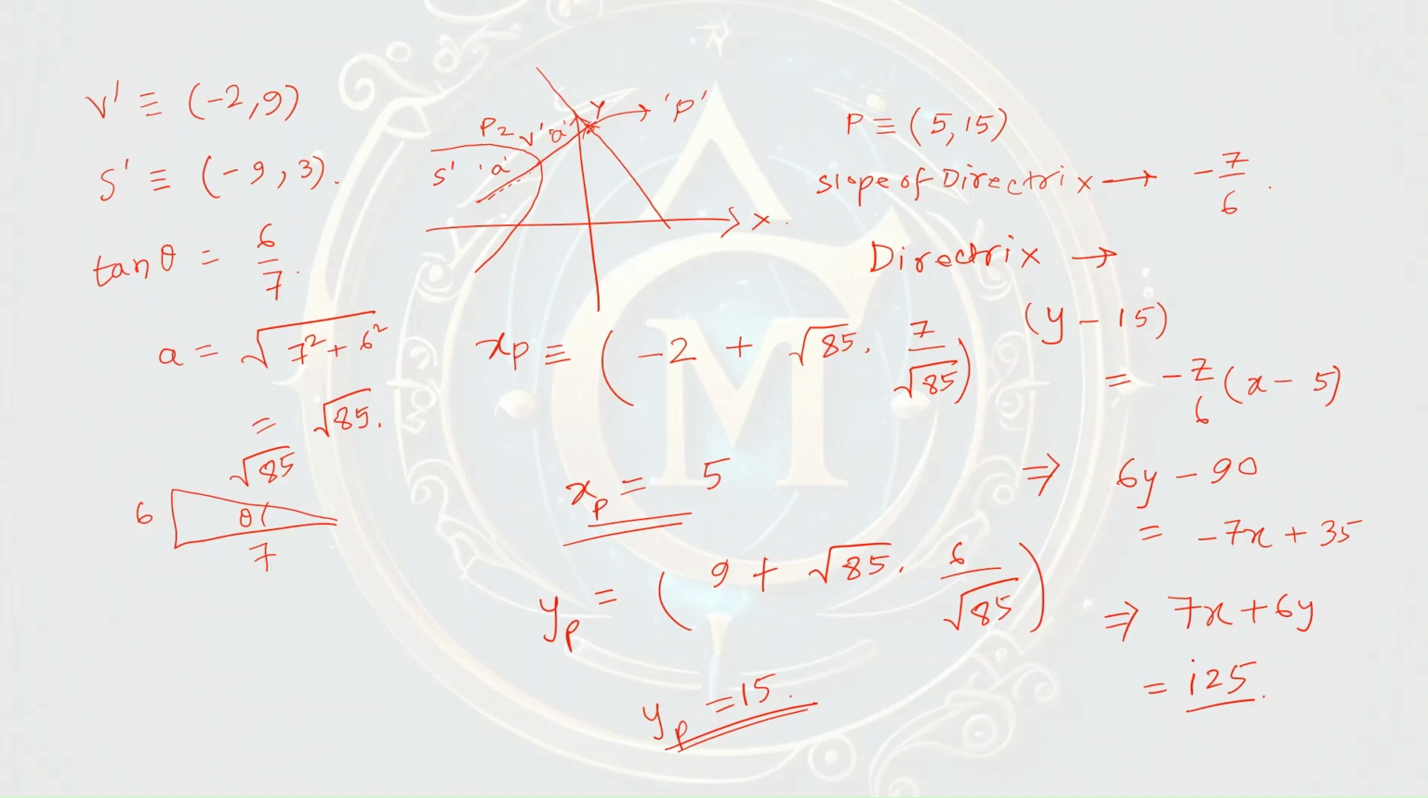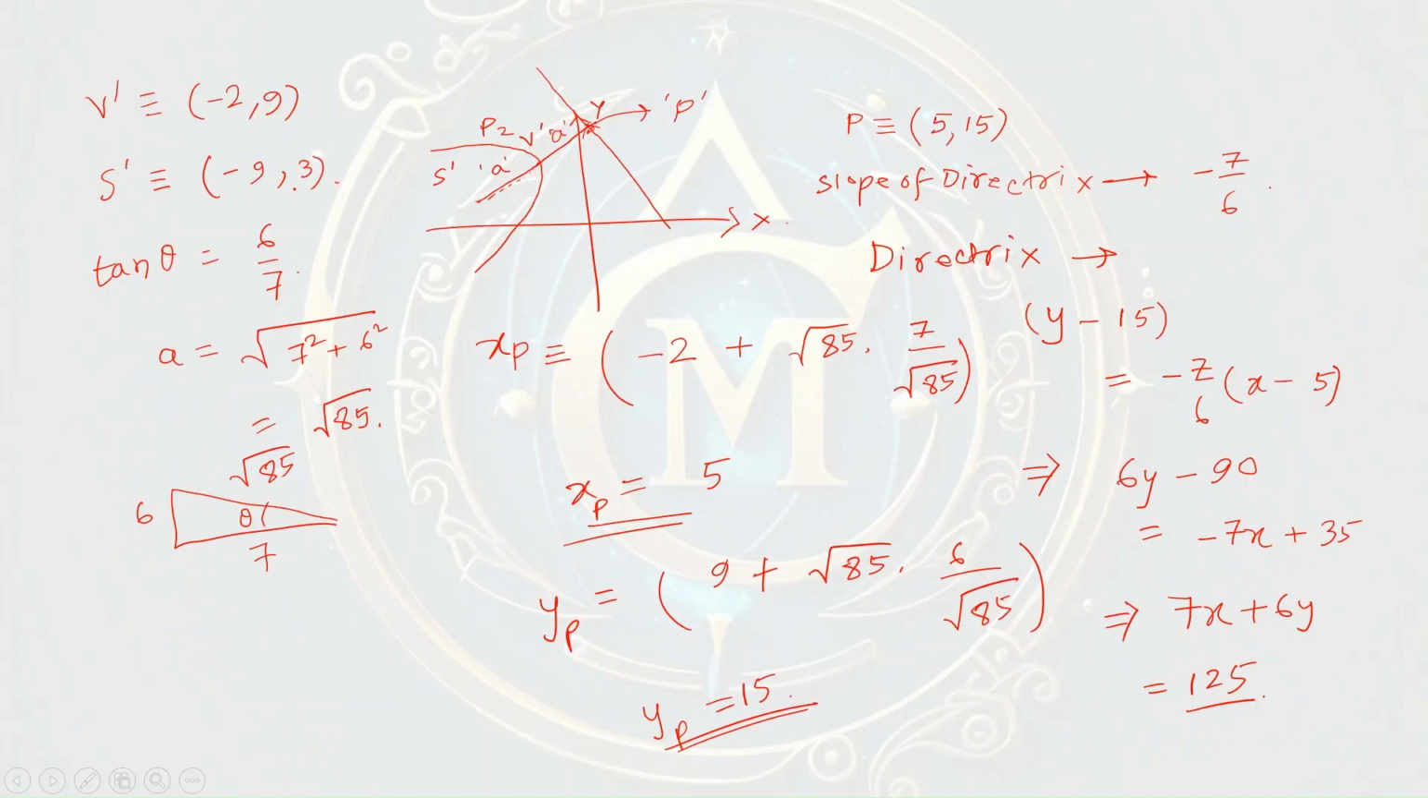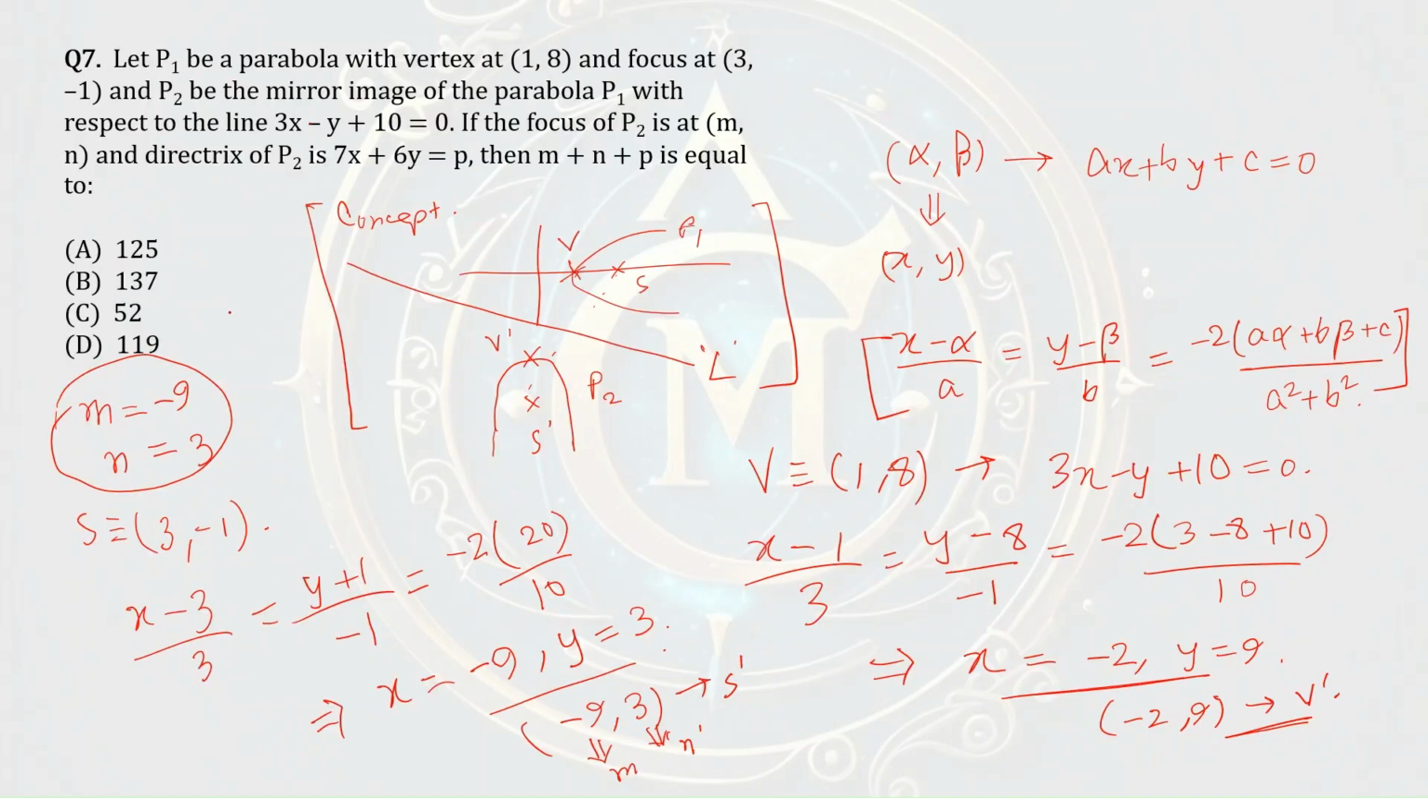So in the question it was mentioned that 7x plus 6y is equal to P is the equation of the directrix. So here P will be this value 125. So P is equal to 125. So M plus N plus P, if we sum all of them, then the answer comes out to be 119. So option D will be the correct option. I hope you understood this question.